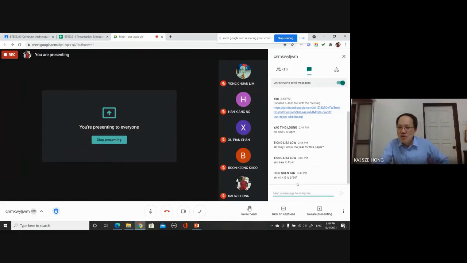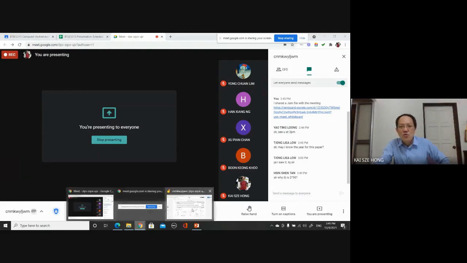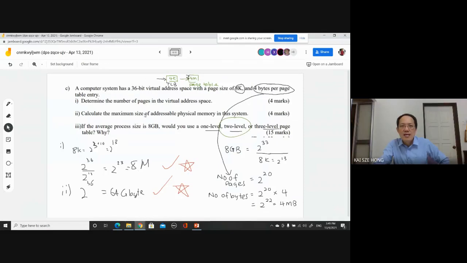Why is it 2 to the power of 36? Xinxian asked, why 2 to the power of 36. It is the maximum size of addressable physical memory, because the computer has a 36-bit virtual address space. So this is the maximum size of addressable physical memory. Physical memory also includes the hard disk. Yes, in this case, it includes the hard disk.